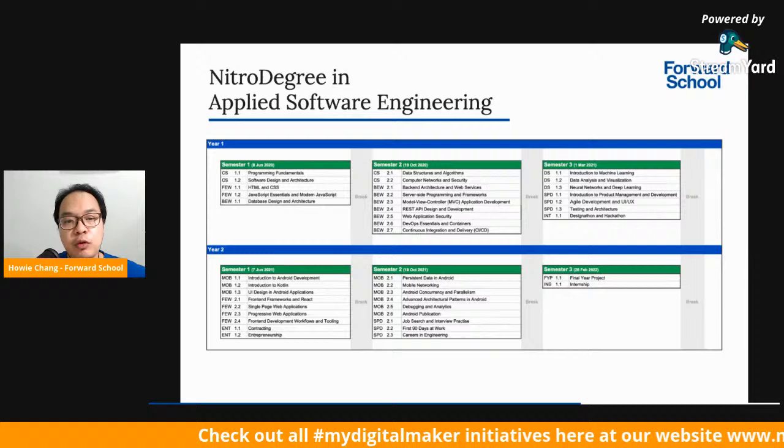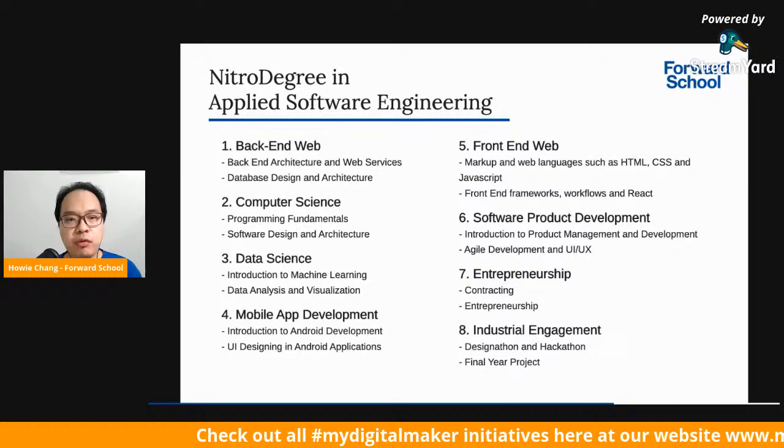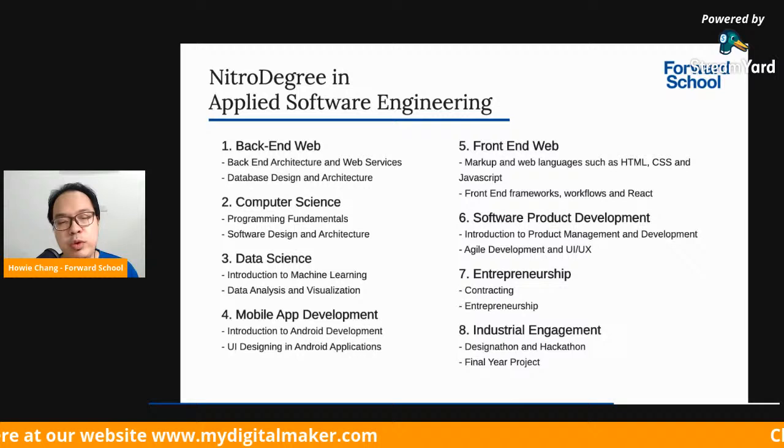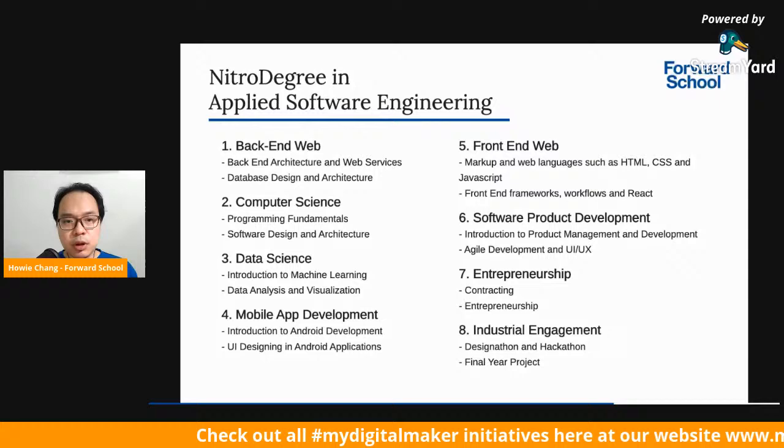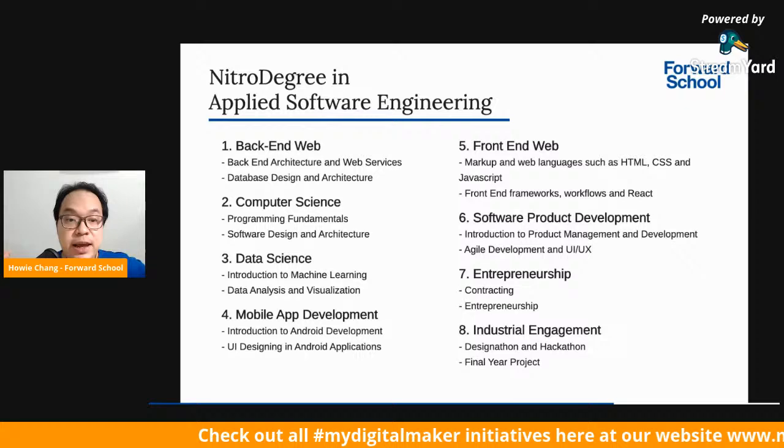All right. So this is an overview of typically, when we talk about software engineering, what you will be learning. In the case of Forward School's Nitro degree in Applied Software Engineering, this is the big picture that we will be covering and teaching you. First is the back-end web, right? Just to make sure that our Form 5 school leavers here understand some of these terms, you might not be very familiar with them, so I'll take a bit of time to explain what these are.